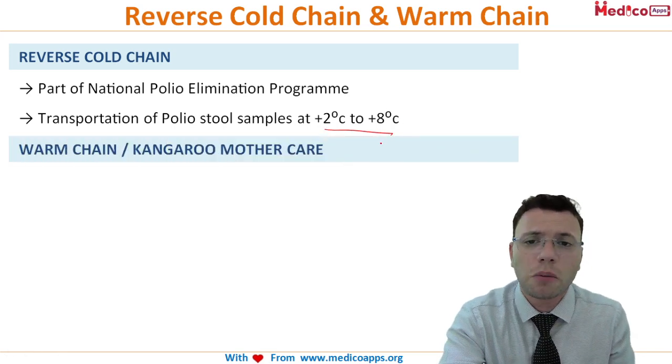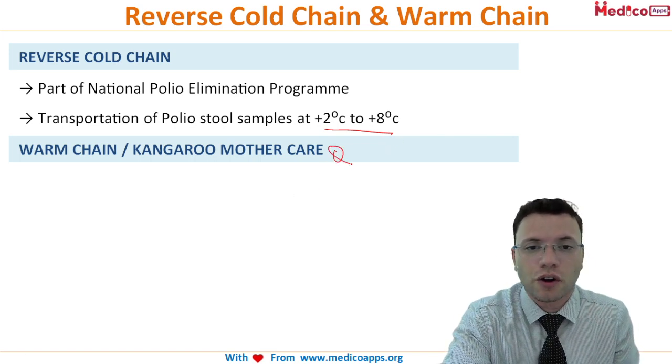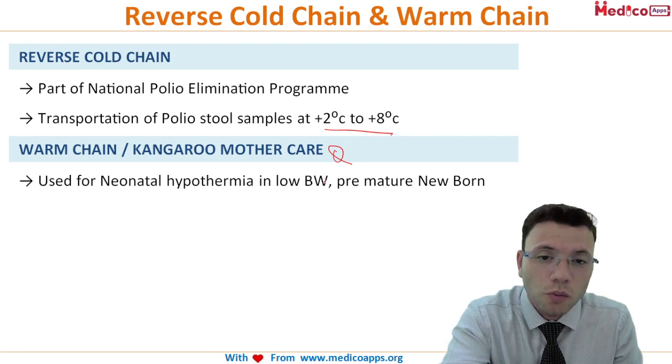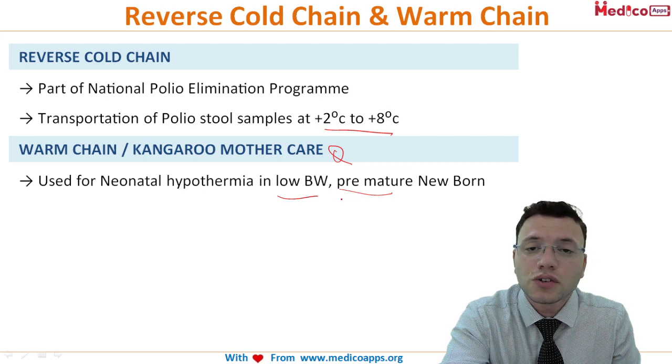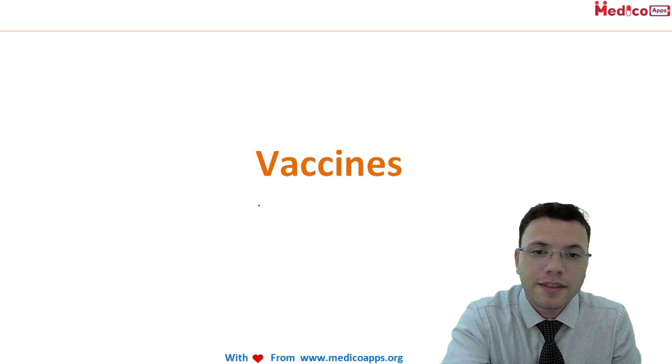What is warm chain? Warm chain is otherwise known as kangaroo mother care. It's another question for you. Why do we do this, and in whom? We do it for low birth weight babies or premature newborns to prevent what? Neonatal hypothermia. One by one, we'll learn about vaccines.